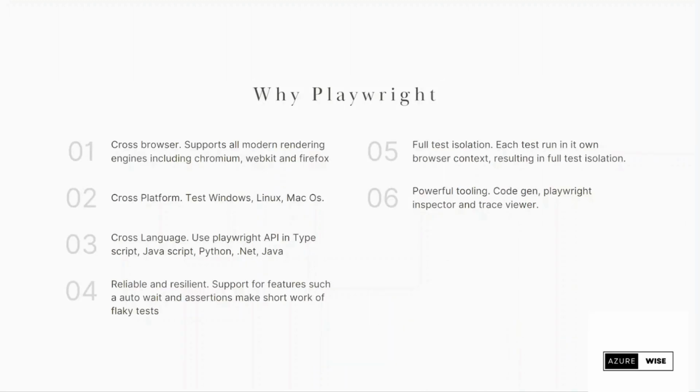Why Playwright? Playwright supports all modern rendering engines including Chromium, WebKit, and Firefox. It is multi-platform, enabling testing on Windows, Linux, or macOS. Playwright API can be used with TypeScript, JavaScript, Python, .NET, or Java. It is resilient, with features such as auto-wait, which eliminate flaky tests. It also has powerful tooling, such as Code Generator, DOM Inspector, and Trace Viewer.